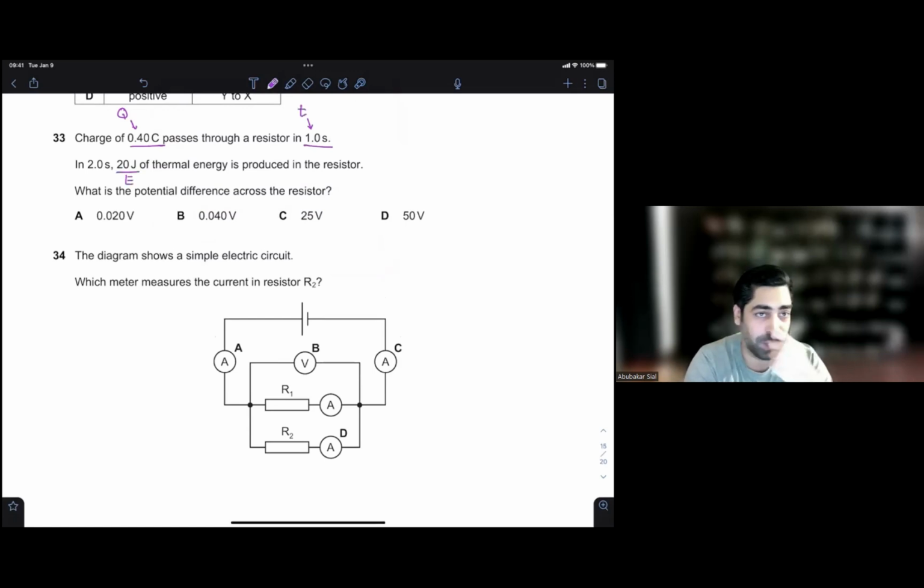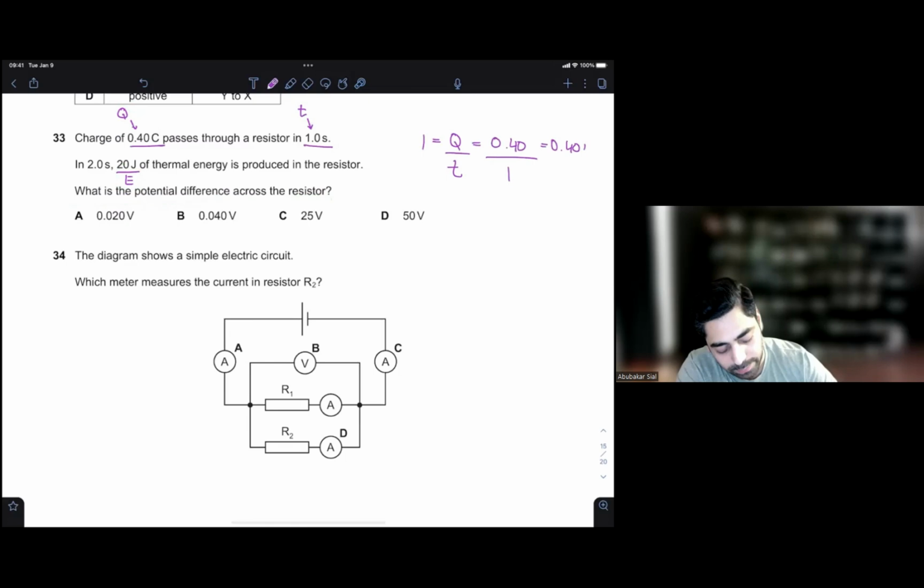All right, now let's see. Charge passes through a resistor in 1 second. Then in 2 seconds, 20 joules of thermal energy is produced in the resistor. What's the potential difference across the resistor? Now, let's just assume that I'm the student and I'm having trouble solving this question. Just because of these symbols, you hopefully should be able to work your way through the problem. Why? Because I know that using Q and T, I can calculate I. So let me do that. I is Q over T, 0.4 over 1. The current is 0.4 amps.